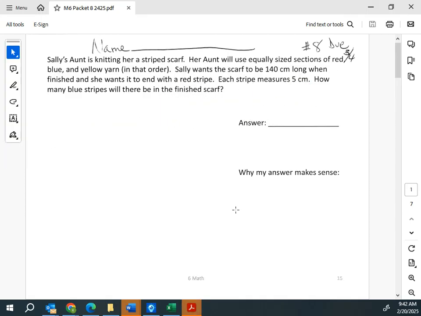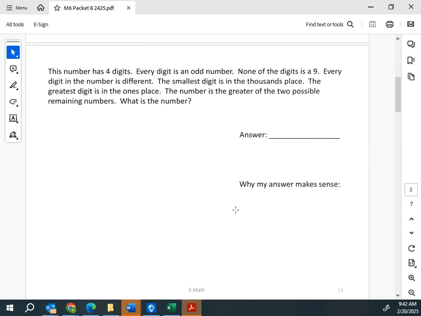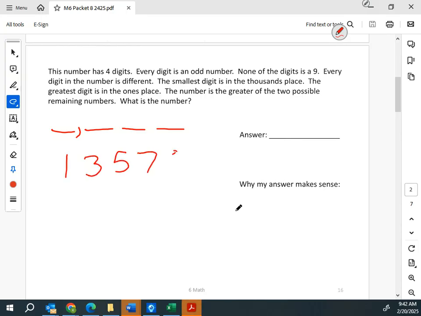Next page. This number has 4 digits. So there are 4 digits in this number. Every digit is an odd number. Odd numbers, 1, 3, 5, 7, 9. But none of the digits is 9. Every digit in the number is different, so you use each one of these one time. The smallest digit is in the thousands place.